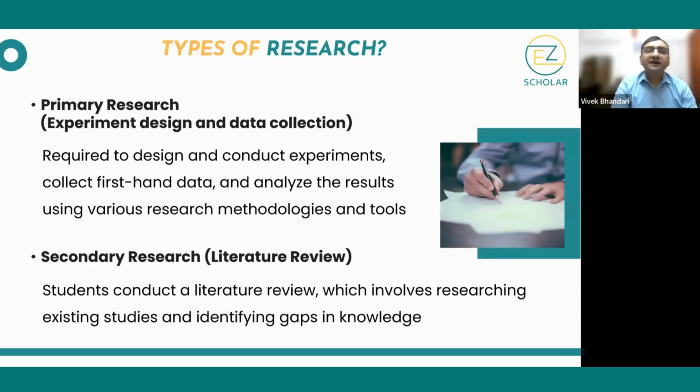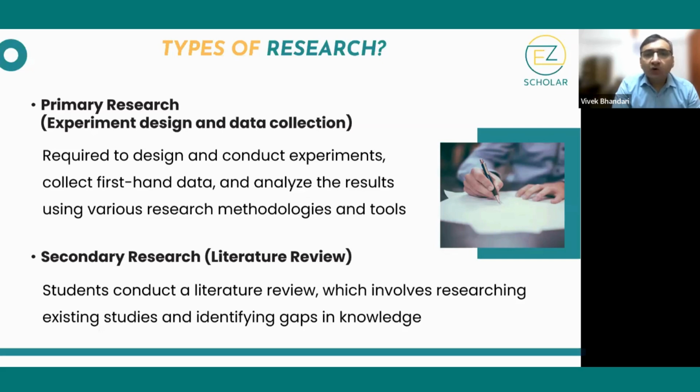So what are the different types of research that can be done? The first one is primary research. In primary research, you design an experiment and then you collect data points. After that, you use the data points that you have collected to come up with your conclusions. Very simply, this is what primary research is, where you collect data and use the data to come up with conclusions.